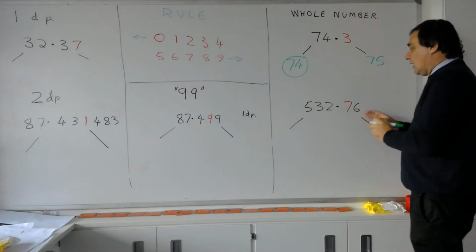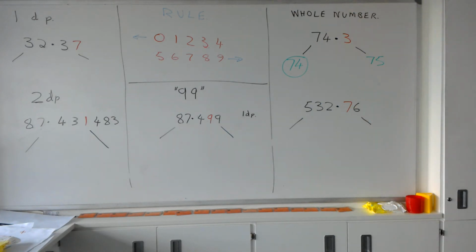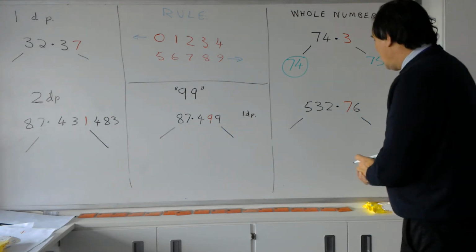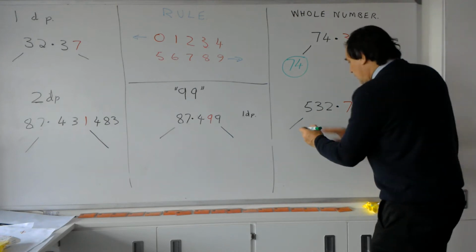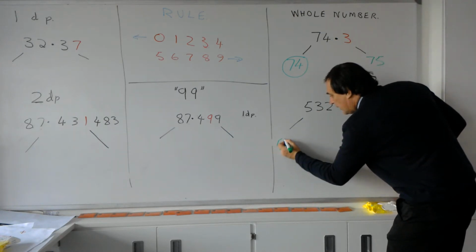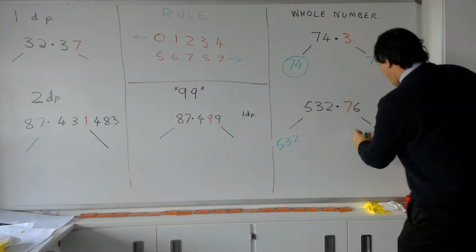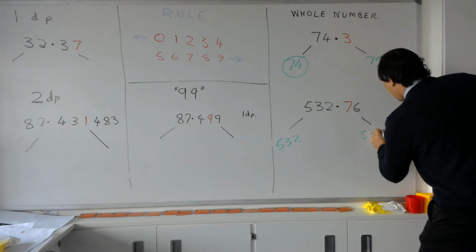Okay, let's have a little look here. I've got 532.76 this time. So we're going to write 532, the lower whole number, here, and I'm going to write 533, the next whole number up.